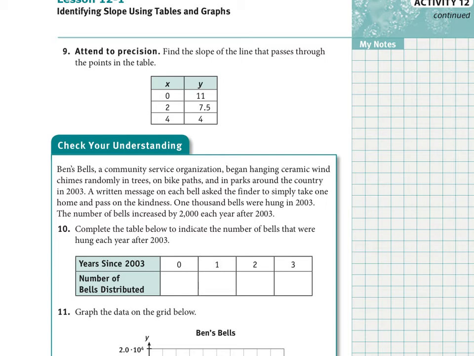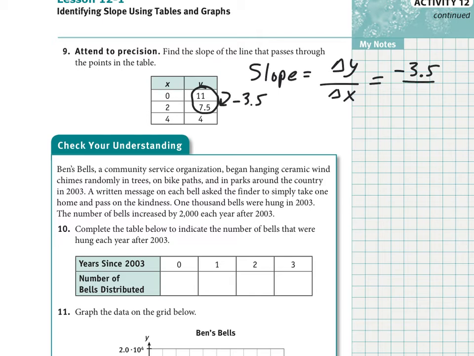So number 9 here, can we find the slope of the line that passes through those points? Let's take a look. Slope again is always the change in the y value over the change in the x value. So we're going to check the change in the y value. To get from 11 to 7.5, that was going down by 3.5. And what you can do to get that number out is 7.5 minus 11. Just do the second number minus the first number.